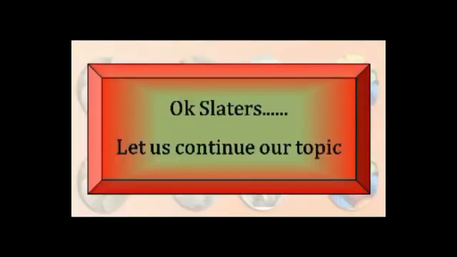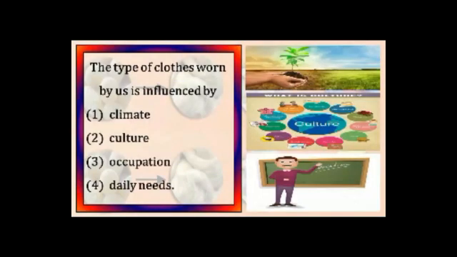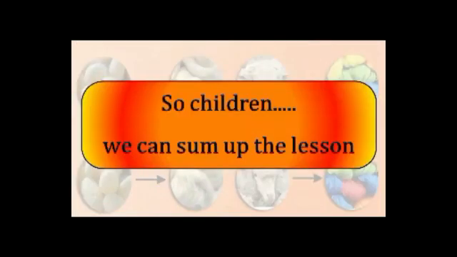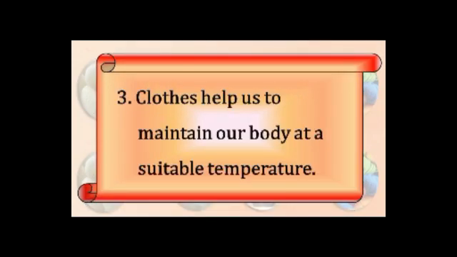Okay, slaters, let us continue our topic. Students, even now we drape fabrics like sari, dhoti, lungis and turbans. Slaters, the type of clothes worn by us is influenced by climate, culture, occupation, daily needs. So children, we can sum up the lesson. Clothes protect us from wind, heat and climatic conditions. Clothes protect us from minor injuries. Clothes help us to maintain our body at a suitable temperature.